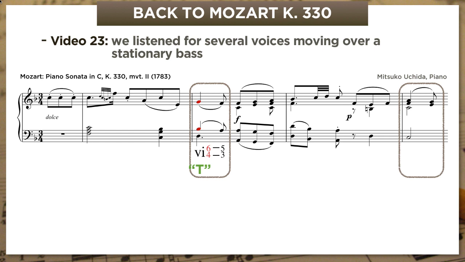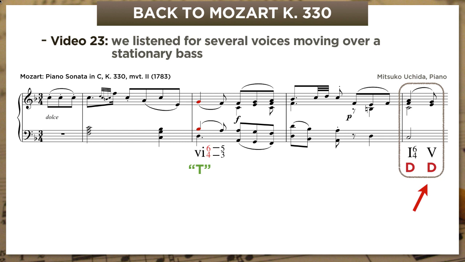So the two bars I've circled here are extremely similar in some respects. Both have a stationary bass with a 6/4 sonority followed by a 5/3 sonority, with all of the upper voices that move descending by step. But until now in this series, we would have analyzed this bar in a totally different way. We would have looked at the downbeat and said, hey, there's a 1/6/4 chord. And then we would have looked at beat 2 and said, hey, there's a 5 chord. In other words, we would have analyzed this as two chords with no non-chord tones.